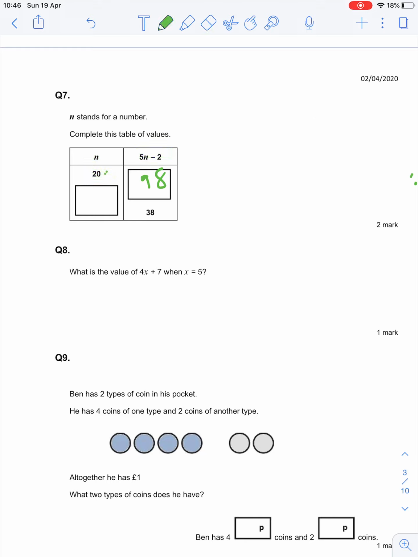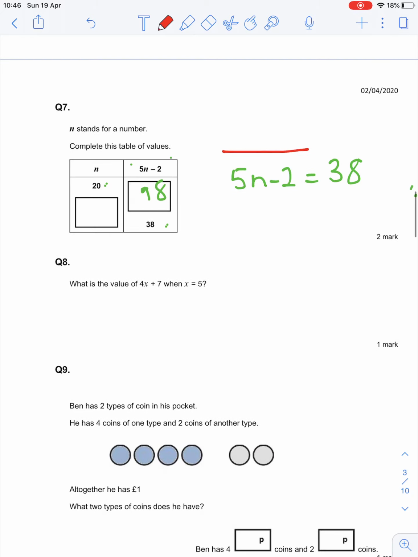So we know that 5n minus 2 equals 38. This is one of those where I know the answer, so work backwards, in reverse. So instead of taking away 2, I'm going to do the opposite, which is adding 2. So I'm going to do 38 add 2, which gives me 40.